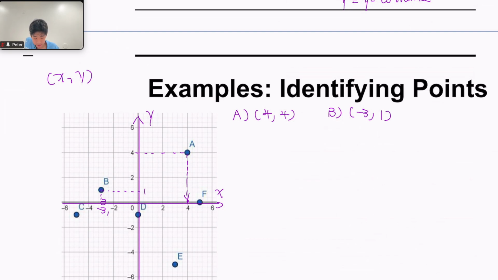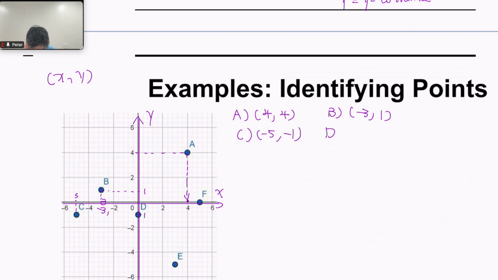Alright, so that's for number B. Number C here. First, we're gonna find the x-coordinate here. So indicate on the x-axis, this will be -5 because it moved 5 to the left. It's -5 here. The y-coordinate will be -1 because it moved down 1 unit, so it's -1.